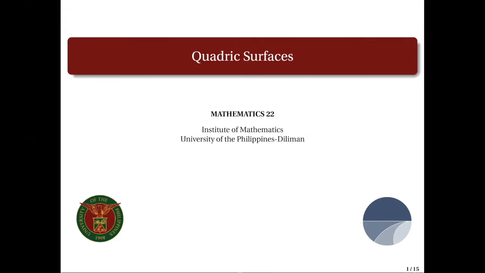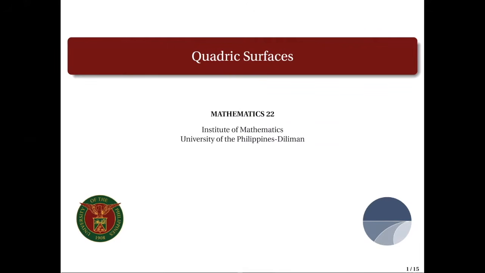Okay? Anyway, let us now proceed to lecture 20 of Math 22. Here we discuss the 6 basic types of quadric surfaces. And I am going to divide the video into 2 parts. For the first part, we consider the 4 central quadric surfaces. And for the second video, we look at the 2 non-central quadric surfaces.